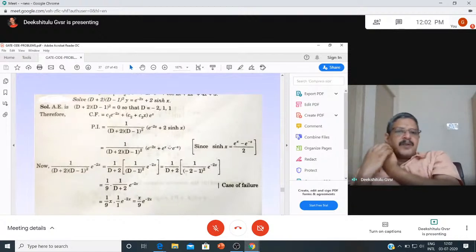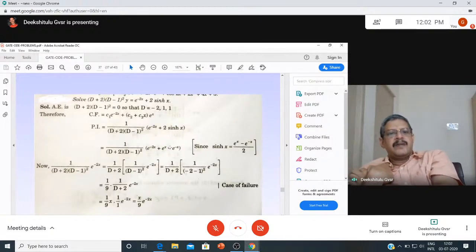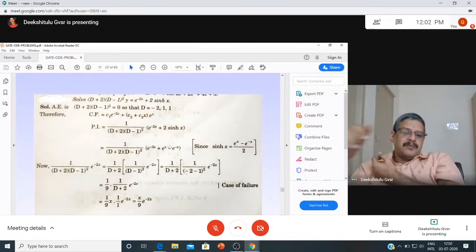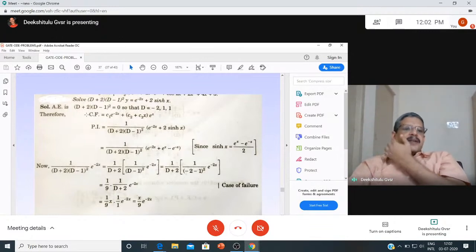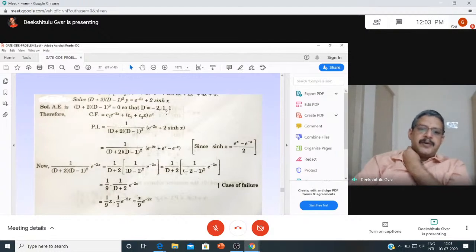Find the solution of (D plus 2) into (D minus 1) whole square y is equal to e power minus 2x plus 2 sinh x. See, we have not done this earlier, sinh, the hyperbolic function. This is an important example for how to deal with it. The roots are D equal to minus 2 and 1 repeated. Corresponding to the root minus 2, the complementary function is c1 e power minus 2x, and corresponding to the repeated root, (c2 plus c3 x) e power x.